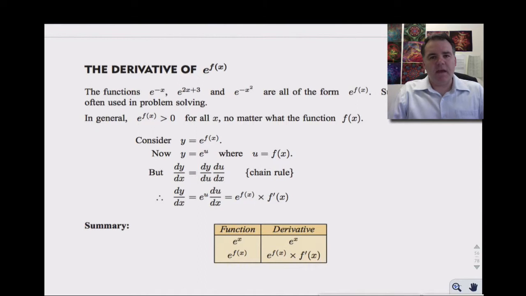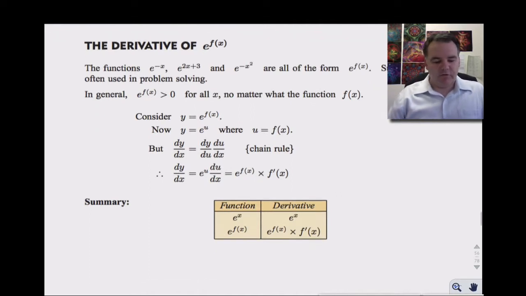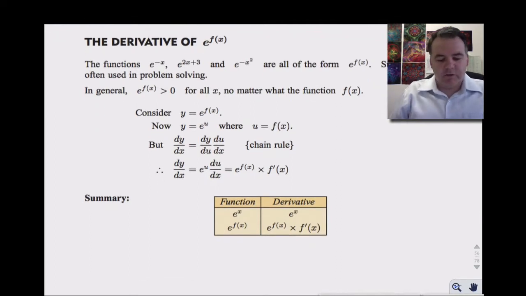We want to extend that now to look at what the derivative of e to the power of f of x is, using the chain rule, and then the product rule and the quotient rule. I'm just going to show you a few examples here. If we look at these examples, e to the minus x, e to the 2x plus 3, and e to the minus x squared are all of this form, e to the f of x.